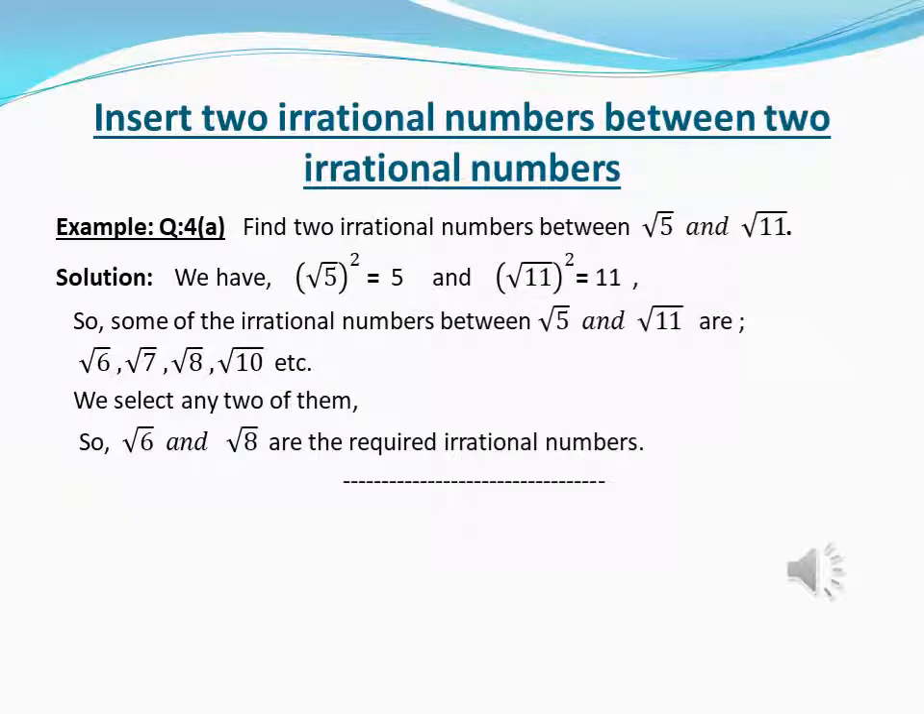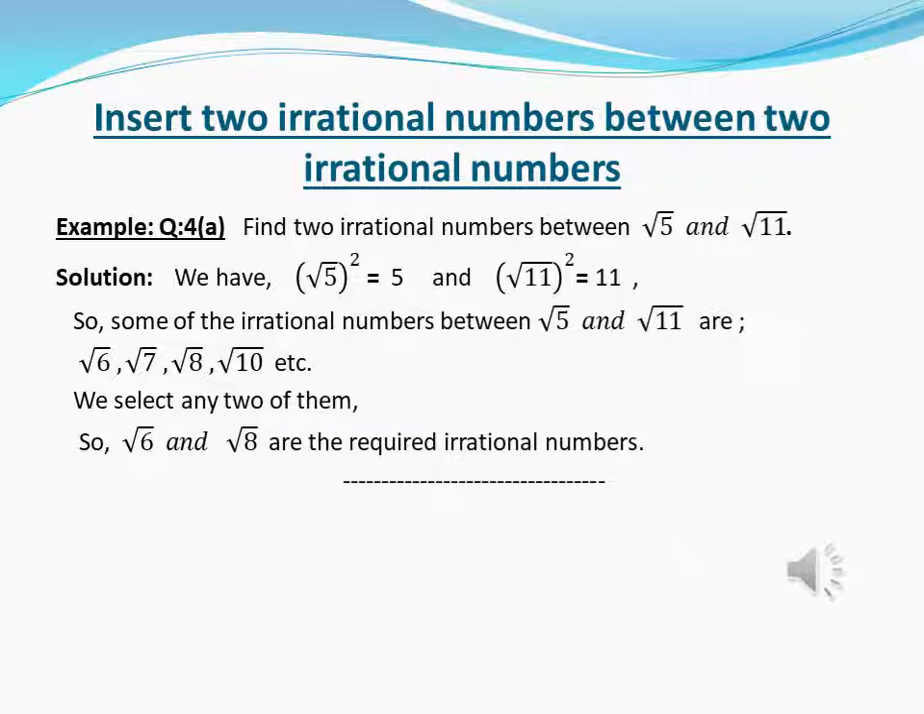In the next question, if we are given two irrational numbers and we are to find two irrational numbers between these two numbers, how can we find these numbers? To understand this, I have solved question number 4A as an example. Question is, find two irrational numbers between square root of 5 and square root of 11.